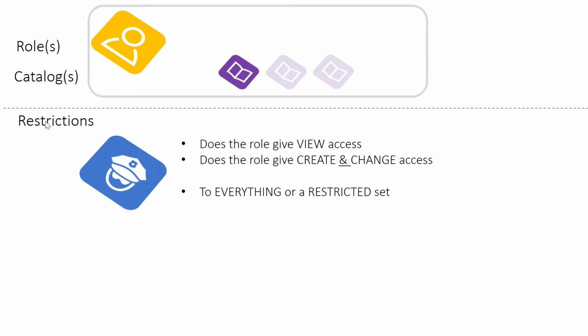So in terms of restrictions, and we'll get to that in the system, once you've assigned a role, you can maintain the restrictions. And the first thing that you have to decide upon when you maintain those restrictions is, when this user has this role, does he have view access to the information? So that's one possibility. And then the other possibility is, does he have create and change access with this role?